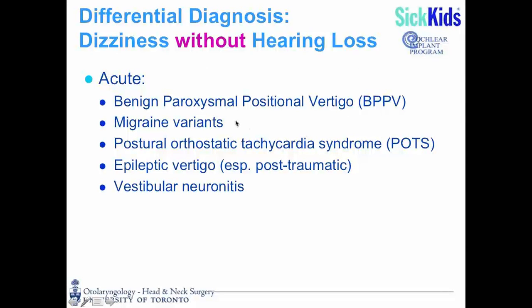What will be very common in children is migraine variants, and we'll talk a little more about that. There are some vasogenic or cardiogenic causes, such as postural orthostatic tachycardia syndrome, or POTS. There's epileptic vertigo, and certainly one of the things we need to rule out is that the child is not having seizures, in particular temporal lobe seizures.